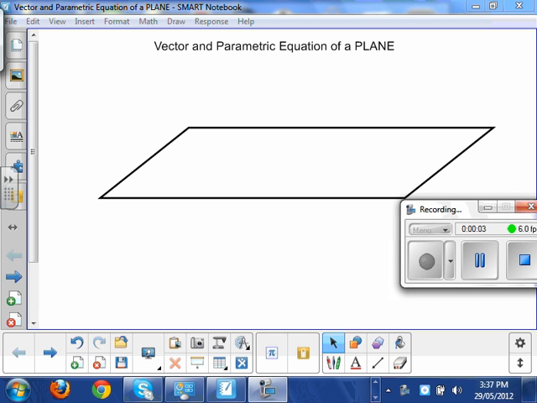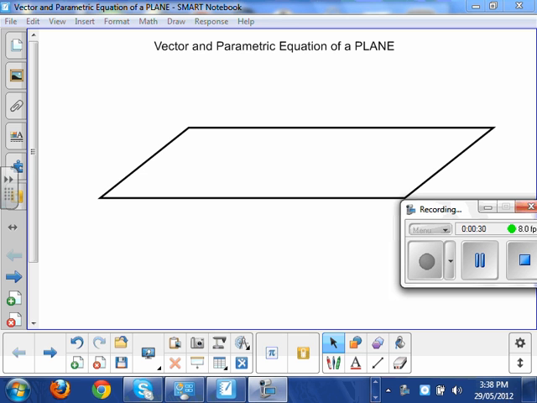Today's lesson, vector and parametric equations of a plane. So far we've been talking about equations of lines, either in our squared or in our cube plane or 3D. Now we talk about the equation of a plane, something you have never done before. So it's a first time for you.